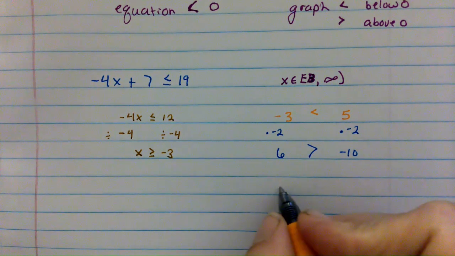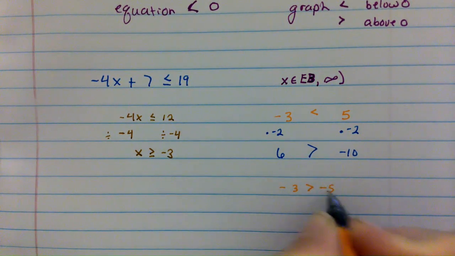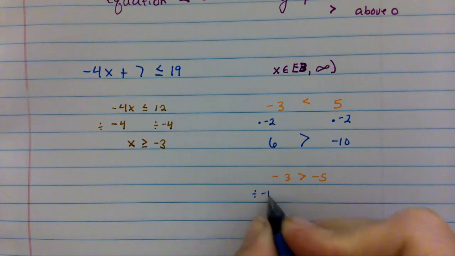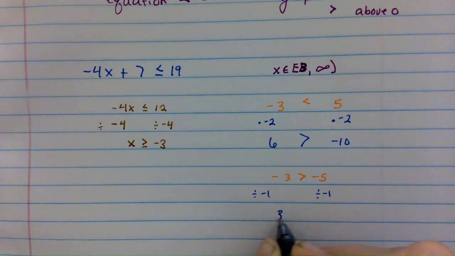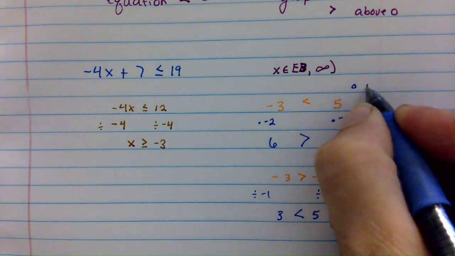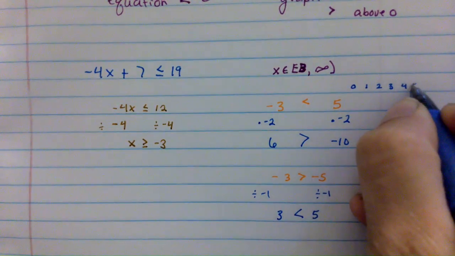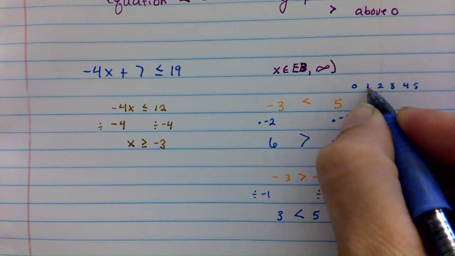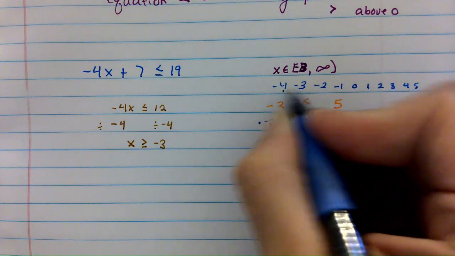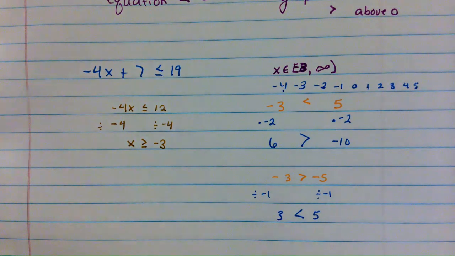What if I did negative 3 and negative 5? Now negative 3 is bigger than negative 5, right? Divide both sides by negative 1. Is 3 bigger than 5? No, it's smaller than 5. And if you think about the number line on the positive side, starting at 0, it goes 1, 2, 3, 4, 5, right? 5 is to the right of 1. But if we look at our negatives, negative 4 is to the left of negative 2. So it's like the numbers are backwards, right?